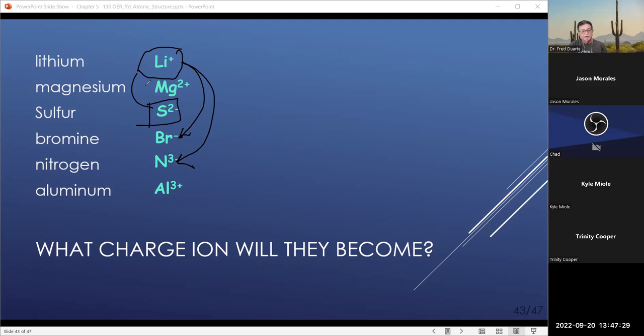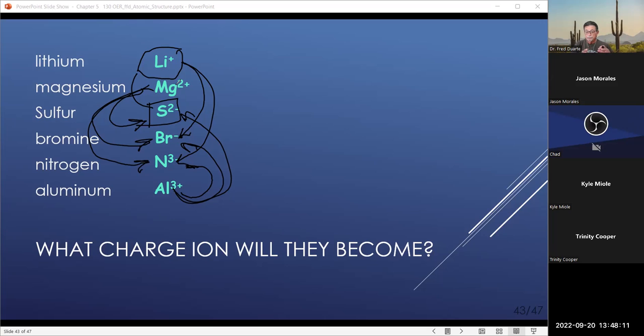The magnesium can do the same: magnesium with the sulfide, magnesium with the bromide, magnesium with the nitride, and guess what? The aluminum with the nitride, aluminum with the bromide, aluminum with the sulfide. So already you've got 9 new compounds that you can start putting together. So lithium sulfide, lithium bromide, lithium nitride, magnesium sulfide, magnesium bromide, magnesium nitride, aluminum sulfide, aluminum bromide, aluminum nitride.